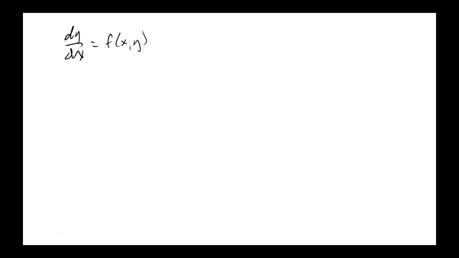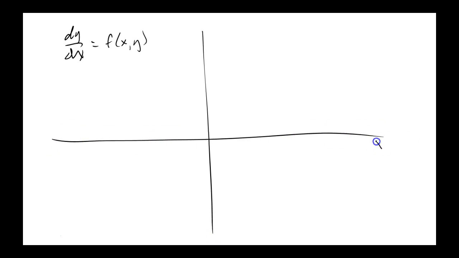So, if you know this function, f of x, y, they've given it to you, then that means you can draw a graph here. This is your x, this is your y. And if you know that, you can plug in for any point, and you have tick marks here, right?